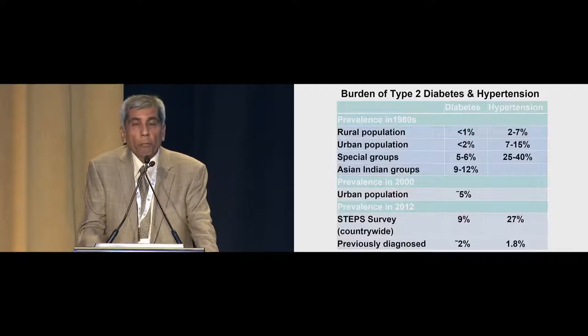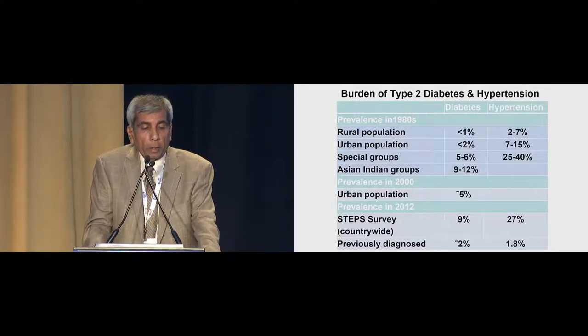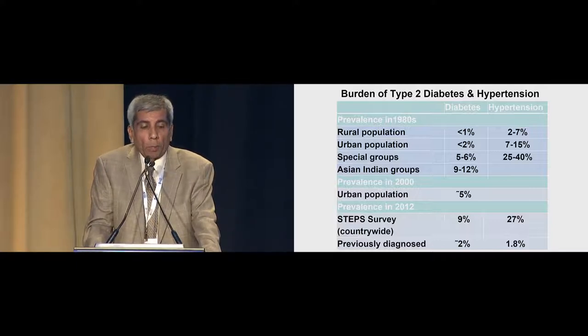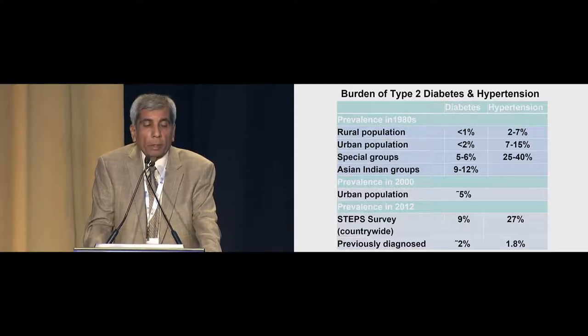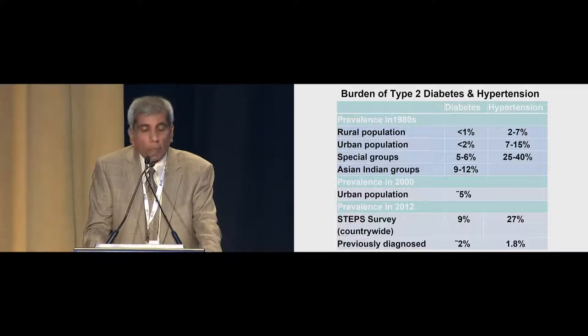Now, if you look at a snapshot of the burden, diabetes in the rural population in the 1990s, from the population-based studies, was less than 1%. Hypertension was less than 7%. In the urban population, it was less than 2%, while hypertension was less than 15%. A recent STEP survey which we did showed a diabetes rate of 9% and a hypertension rate of 27%. And within this subset, previously diagnosed was only 2% with diabetes and 2% with hypertension. So you find that over the last 20 to 25 years, the burden of non-communicable disease has increased tremendously in the country.